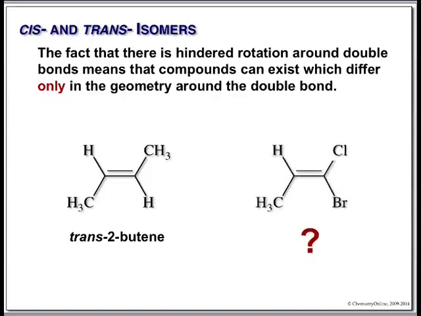Name this one. Well, are we going to say this is cis or trans? Are we going to say, well, we'll do it alphabetically? No. We need to figure out a way to name compounds that are more complicated than something like this.